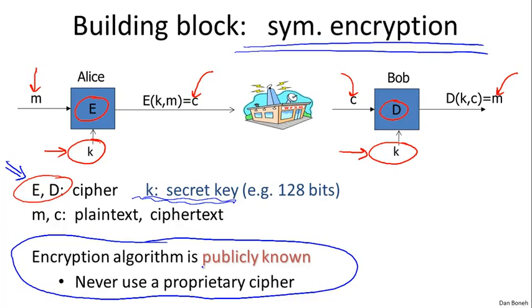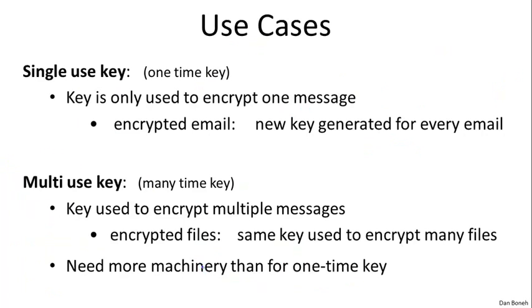In fact, there are many examples of proprietary ciphers that, as soon as they were reverse engineered, were easily broken by simple analysis. Now, even in the simple case of symmetric encryption, which we're going to discuss in the first half of the course, there are actually two cases that we're going to discuss in turn. The first is when every key is only used to encrypt a single message. We call these one-time keys.